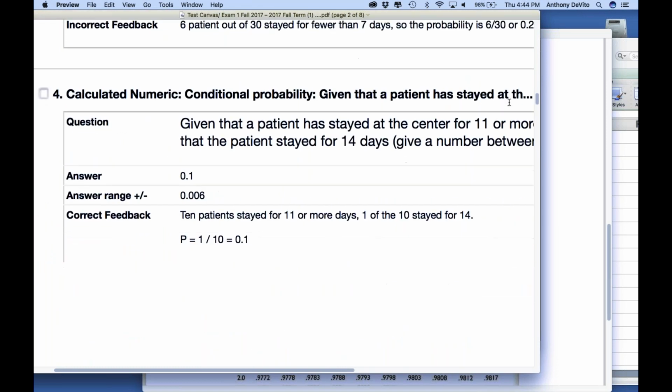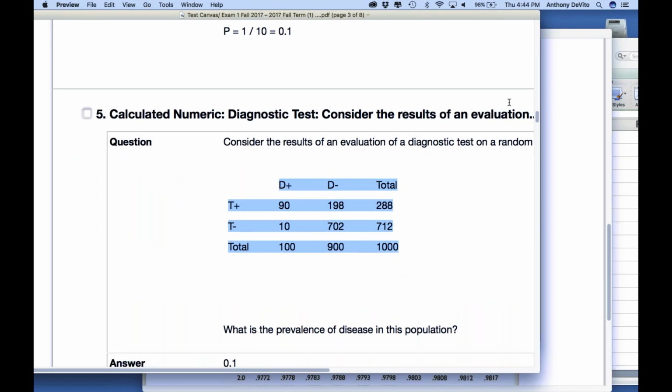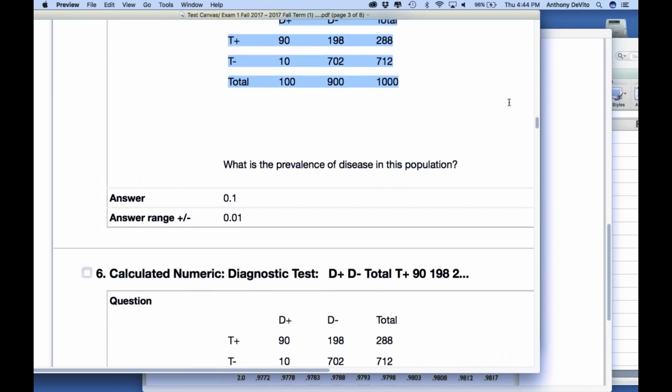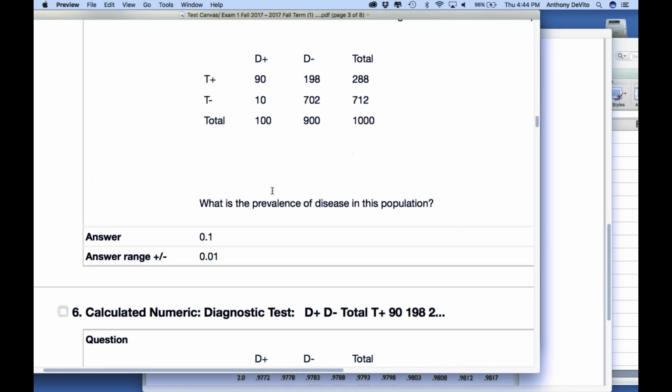What's the probability of saying? Okay, let's see. Next. We got that, I think. Okay, now diagnostic tests. A few people had some issues with that. Hopefully not too many. Okay, what's the prevalence? I actually put this on a spreadsheet also so we can work with it if necessary.